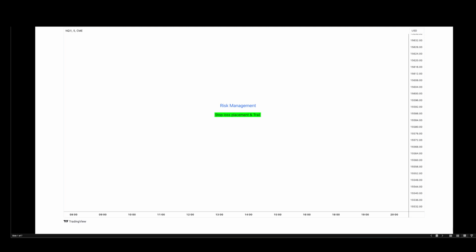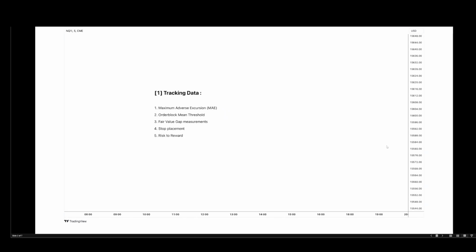All right, everyone. So today we're going to be talking about stop loss placement and trailing your stop as far as risk management goes. We're not going to be going too deep into risk to reward numbers, but we are going to be going into some interesting topics. And we're going to be talking about tracking data for the following: MAE, order block mean threshold, fair value gap measurements, stop placement, and risk to reward, and how we can apply this to our current trading system, model, etc., and how we can use this to improve our stop loss placement and ultimately improve our risk to reward.